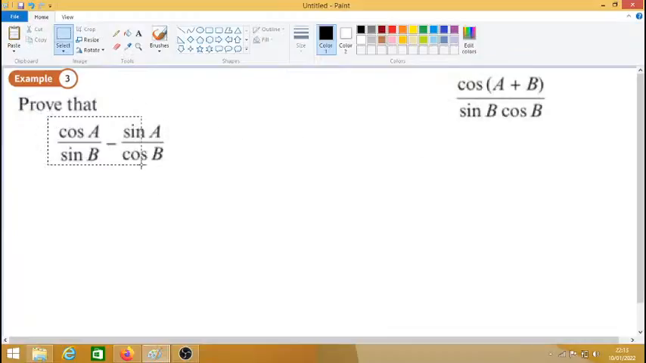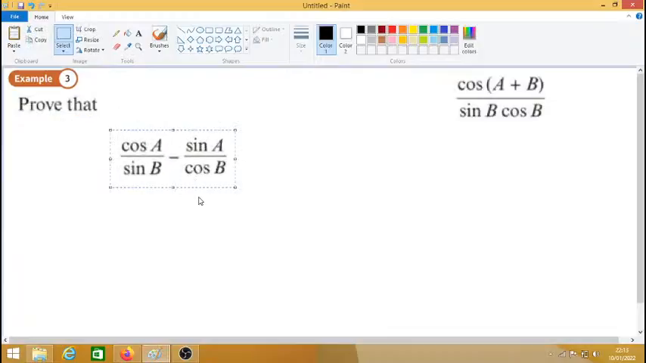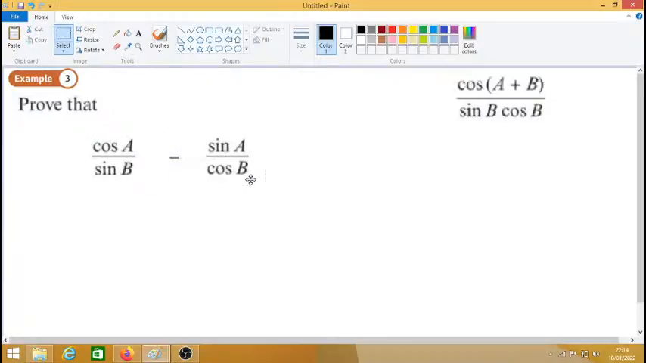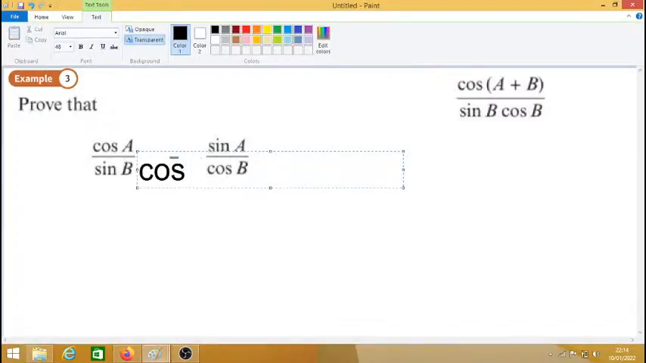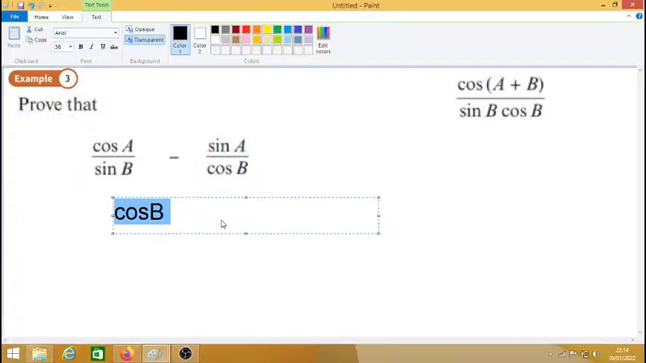So we've got cos A over sine B, and so two fractions. First, let's get the denominators the same. We can then subtract the two fractions once the denominators are the same. So this has got sine B on the bottom. This one's got cos B on the bottom. So let me times the first one by cos B, and let me do that on the top and the bottom.